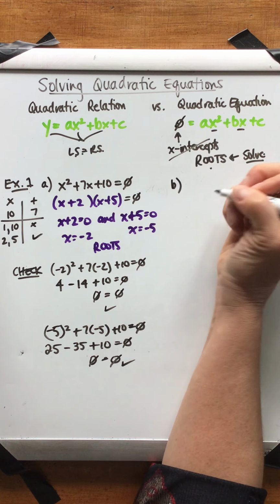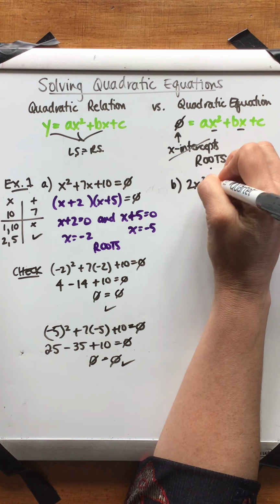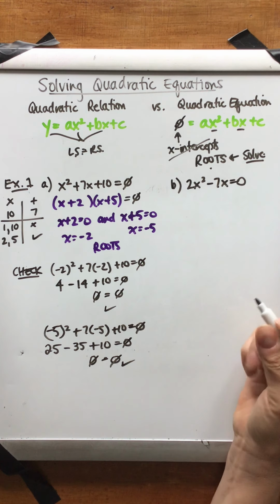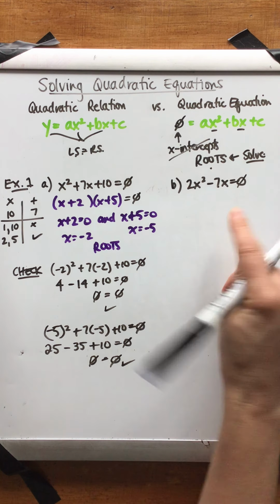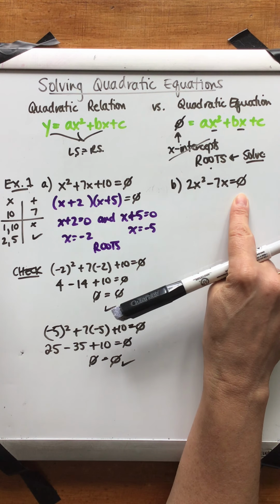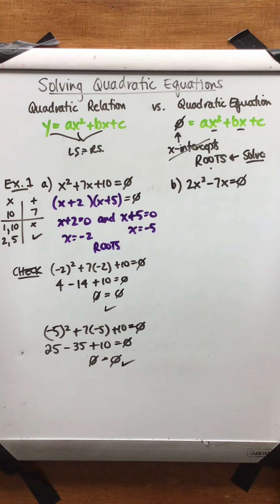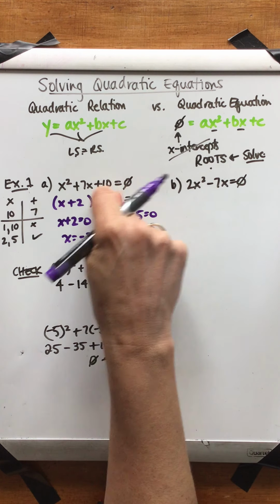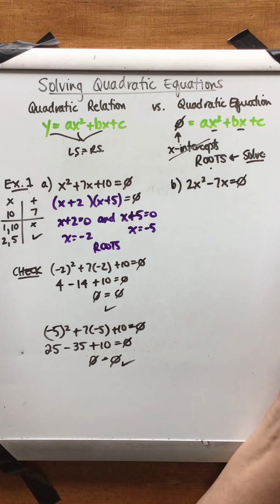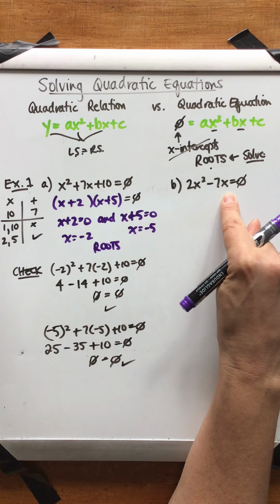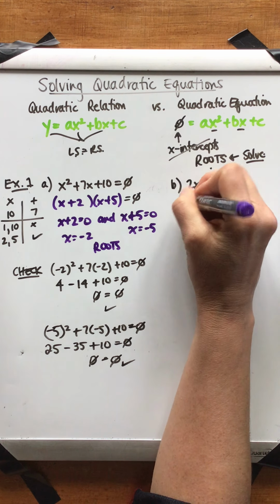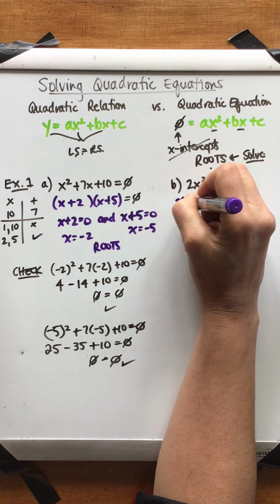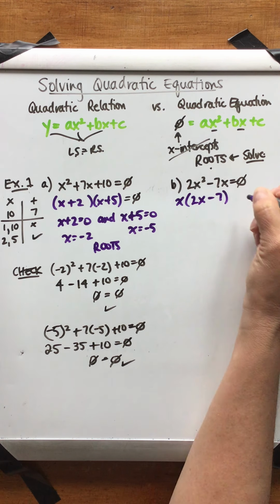Let's try another example. Let's do 2x squared minus 7x equals 0. And if we're asked to solve this equation, or in other words, find its roots, we can do so by factoring it. So I'm looking at this and I don't have a trinomial. And I remember from chapter 5 that the first rule of factoring is to see if there is a greatest common factor. Here, is there a GCF? Yes. They both have a factor of x that can be taken out, which leaves us with x times 2x minus 7 equaling 0.